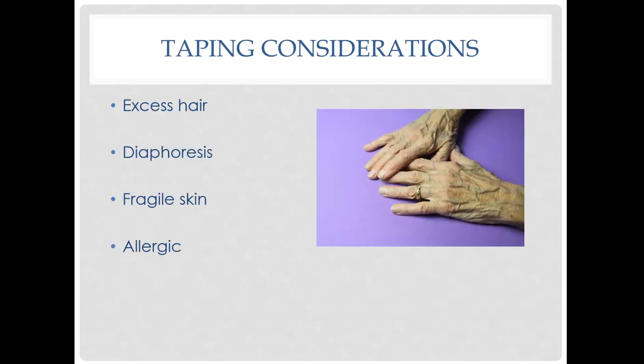All right, taping considerations. So if someone has excessive hair, one, it's going to hurt because when you pull that tape off, it's going to pull their hair out. But two, it's not really going to stick to the skin. So if you have a dressing that you're having to do over an area that's kind of hairy, then you could get some clippers and clip that hair so that the dressing stays secured. If someone is diaphoretic or sweaty, obviously that dressing is not going to stick very well.